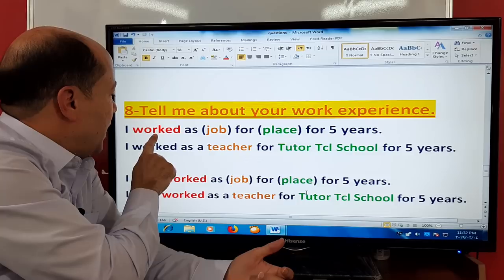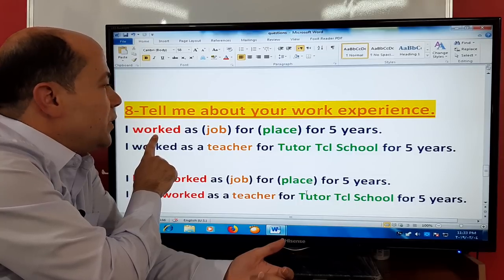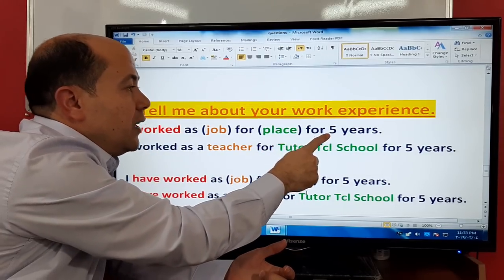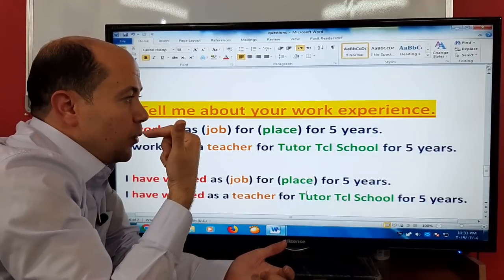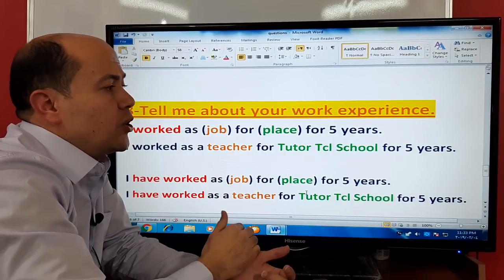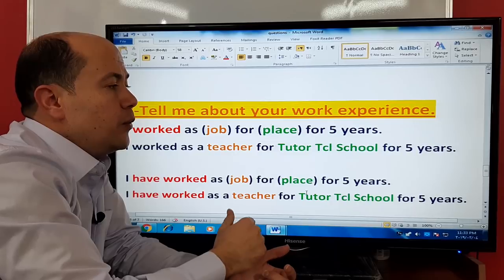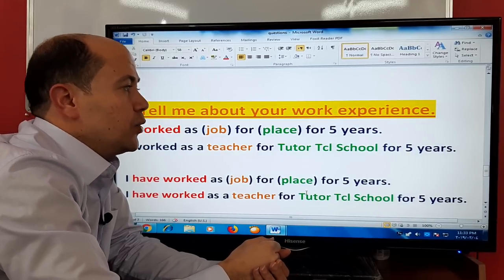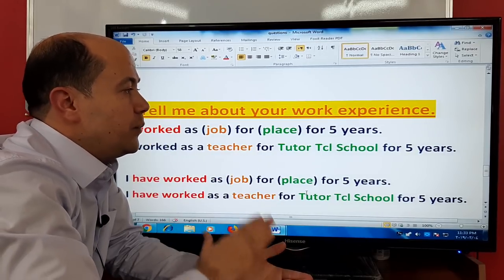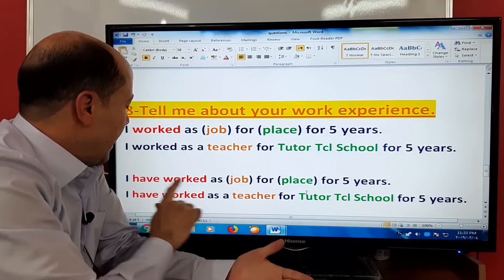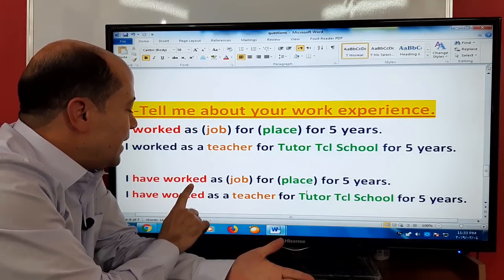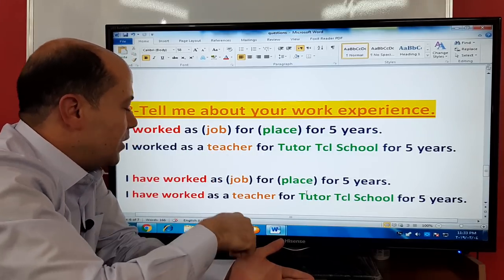الفرق في الـ past simple حاجة بدأت في الماضي وانتهت. يعني الخمس سنوات دول بدأوا وانتهوا في الماضي، يعني من 2010 إلى 2015 مثلا، أو 2012 إلى 2017. خمس سنين وانتهوا ومش حاليين لحد دلوقتي. لكن I have worked، الخمس سنين بدأوا من خمس سنوات وما زالوا مستمرين لحد دلوقتي.